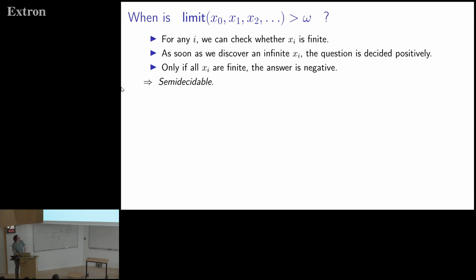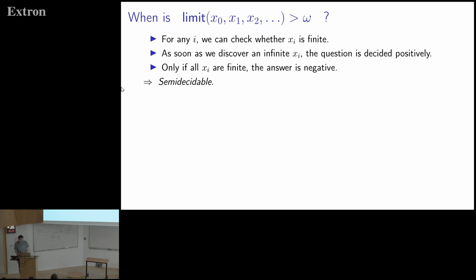So this sounds a bit non-constructive, but actually everything I say is constructive. If we find some xi that is not finite, then it follows constructively that the limit of the sequence is strictly larger than omega. And only if all the xi's are finite, then actually the limit is not strictly larger than omega. So this should correspond to what we intuitively would think is semi-decidable.